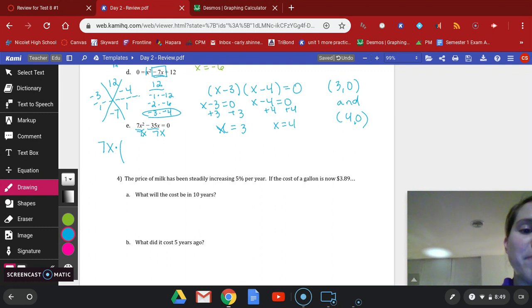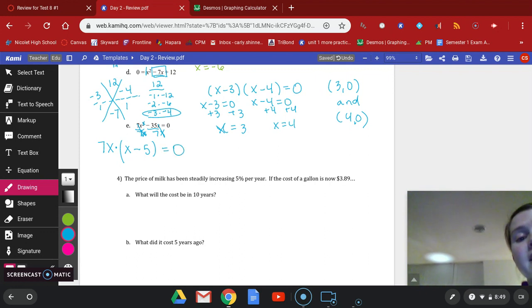And then what's left behind is x minus 5, right? If I divide by 7 and take away an x here, I just have one x left behind. And then 35 divided by 7, the x's cancel and I just get 5.